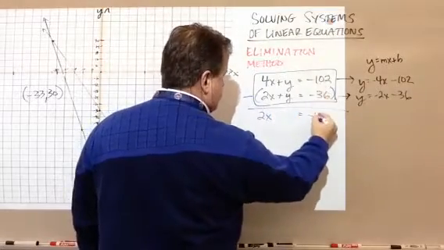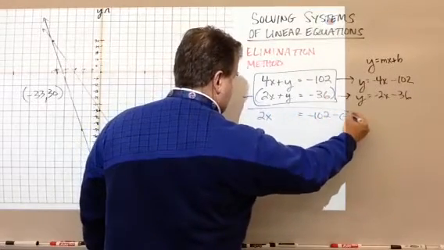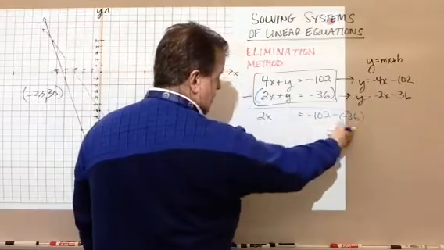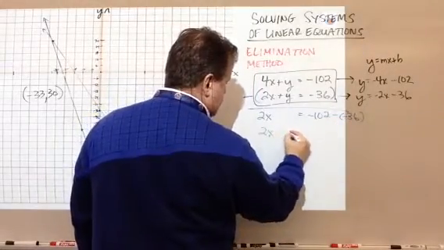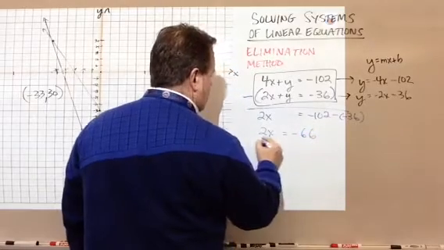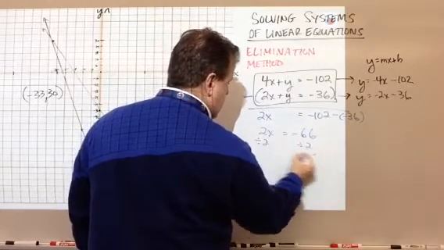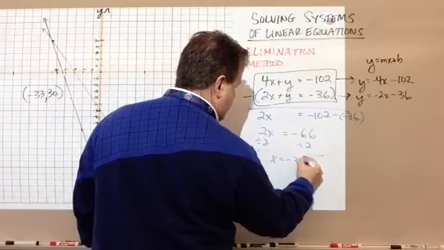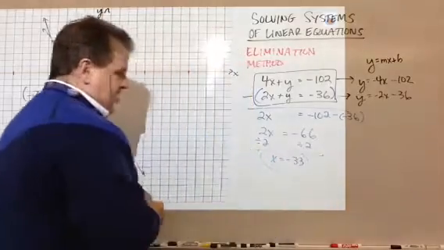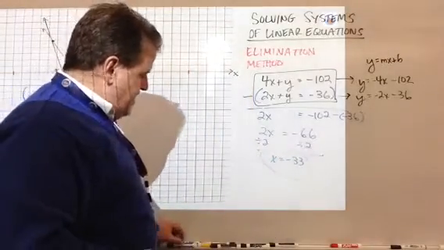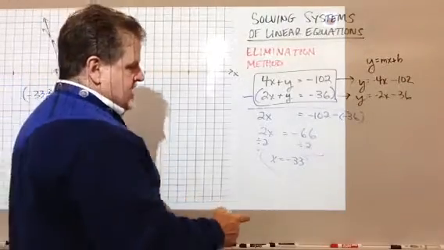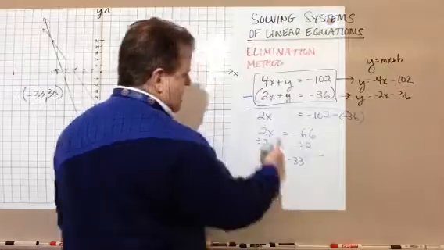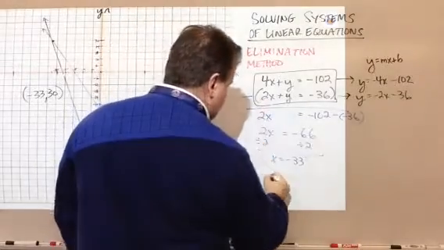equals negative 102 minus negative 36, which is going to be negative 102 plus 36, which is going to be equal to negative 66. And we're going to divide both sides by 2. I'm going to get x equals negative 33. That sets up pretty good so far because that's the x-coordinate of the graphing solution that we developed. So now we're going to plug this back into the equation. Obviously, better to choose the simpler one.